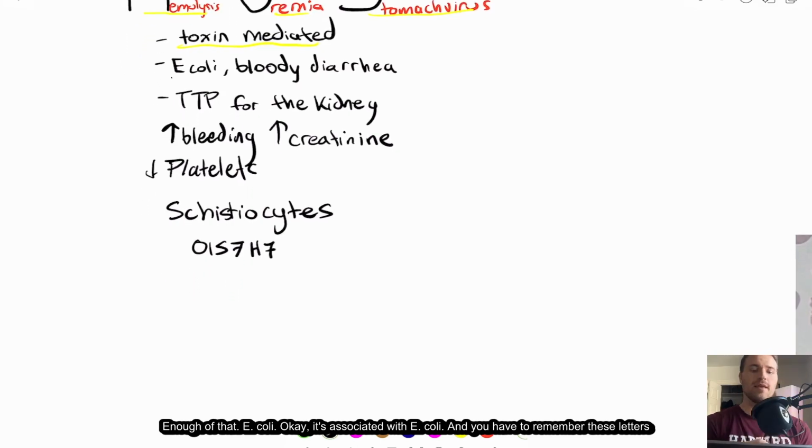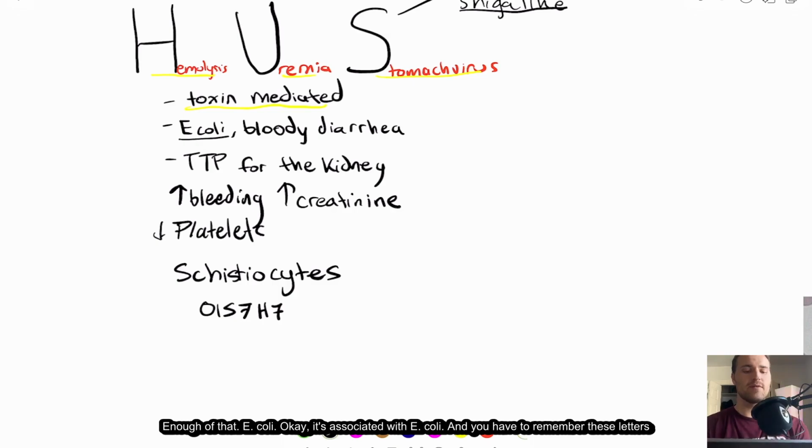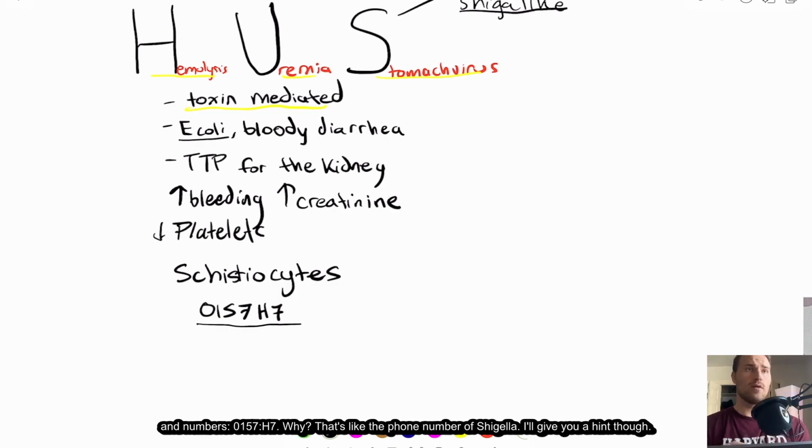Enough of that. E. coli. Okay, it's associated with E. coli, and you have to remember these letters and numbers. O157:H7. Why? That's like the phone number of Shigella.